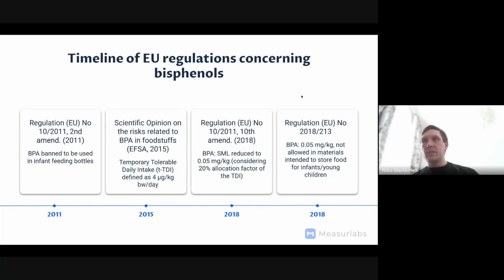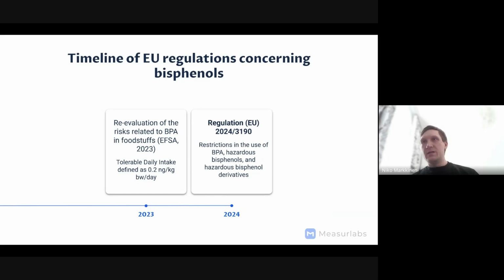Then in 2015, the temporary TDI was defined as 4 micrograms per kilogram. Subsequently, the specific migration limit in plastics was reduced from 0.6 to 0.05. Then this regulation was also extended to coatings and varnishes, because these types of materials weren't within the scope of the plastics regulation, so it required its own regulation. But in 2023, after the re-evaluation, the TDI was reduced by 20,000-fold to 0.2 nanograms per kilogram body weight per day. That value was then used as a basis for formulating the new regulations, mostly being discussed today.